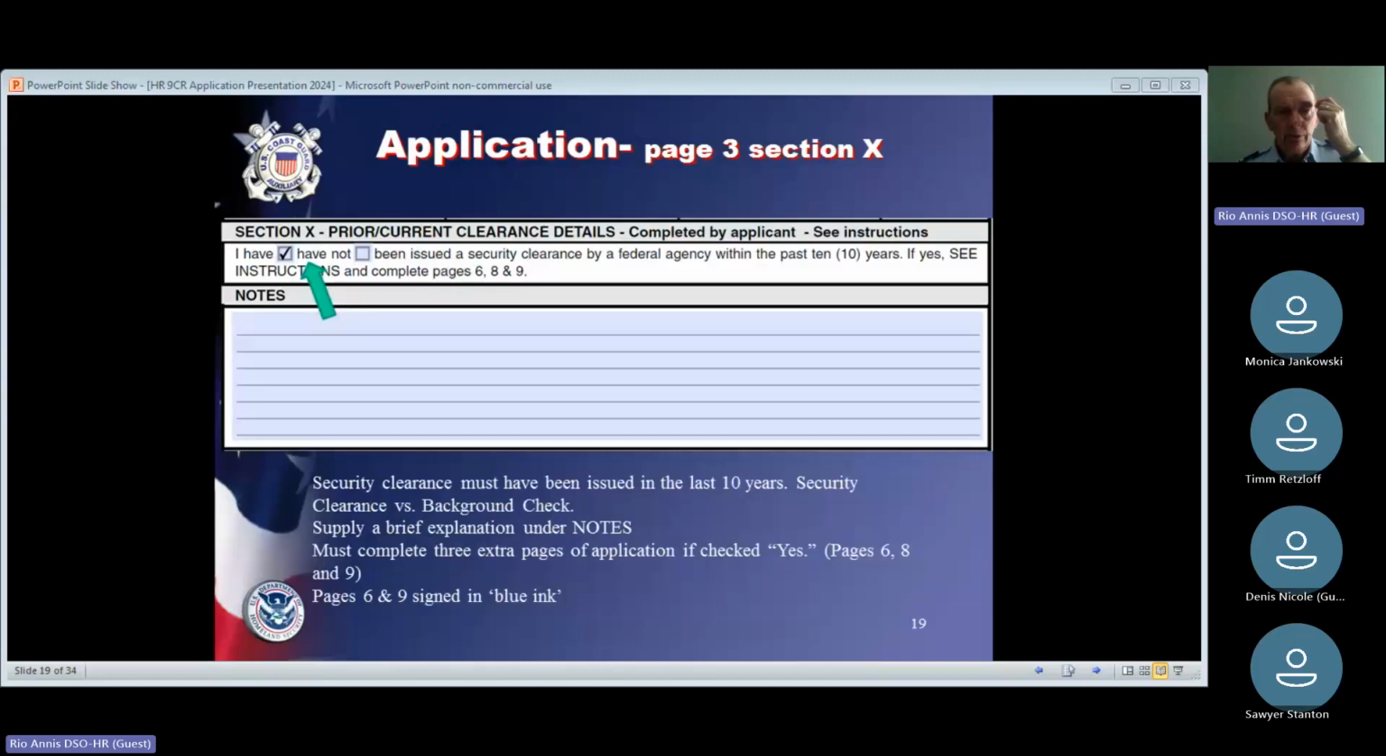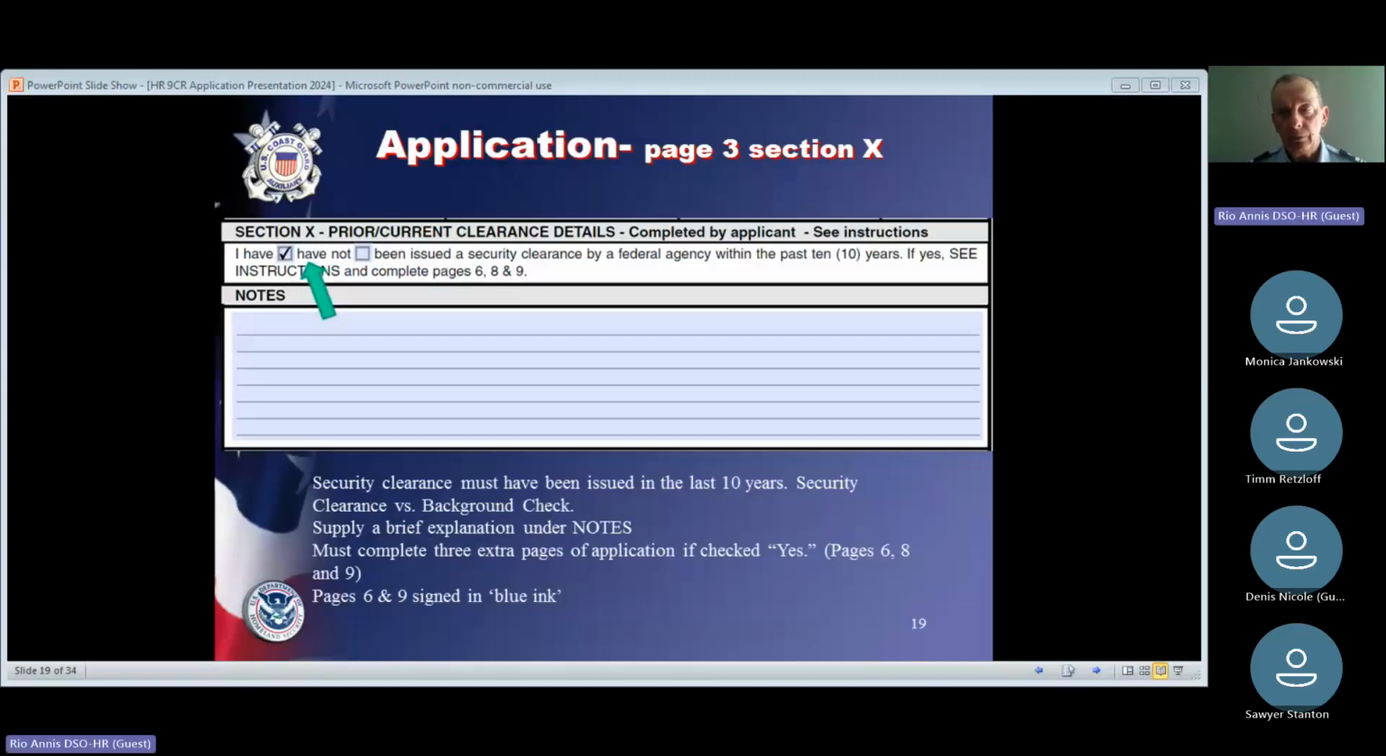Question down below that on page 3 regarding prior security clearance. Most cases, this is going to be the second box, have not been issued. It's rare that you'll have anybody who's actually had a security clearance. And that's not the same as a background check.